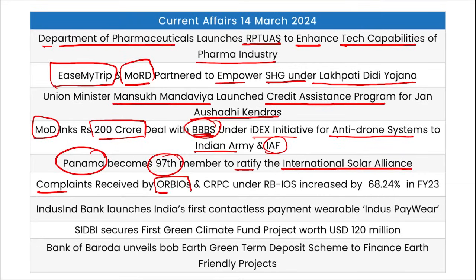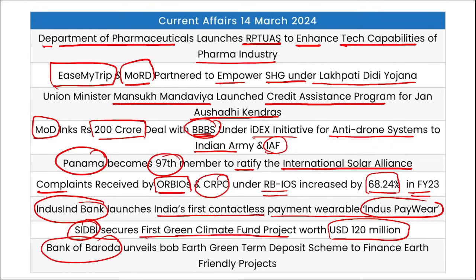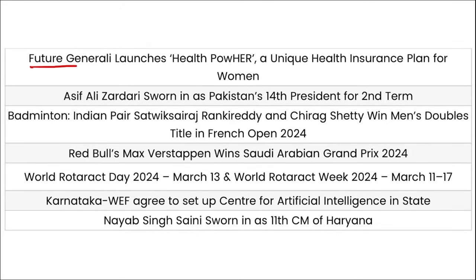Complaints received by ORBIOS and CRPC under RBIOS increased by 68.24% in fiscal year 24. IndusInd Bank launched India's first contactless payment wearable Indus Pay. SIDBI secured first green climate fund project worth $120 million. Bank of Baroda has unveiled BOB Earth Green Term Deposit Scheme to finance earth-friendly projects. Then Future Generali launches Health Pay Har, a unique health insurance plan for women.